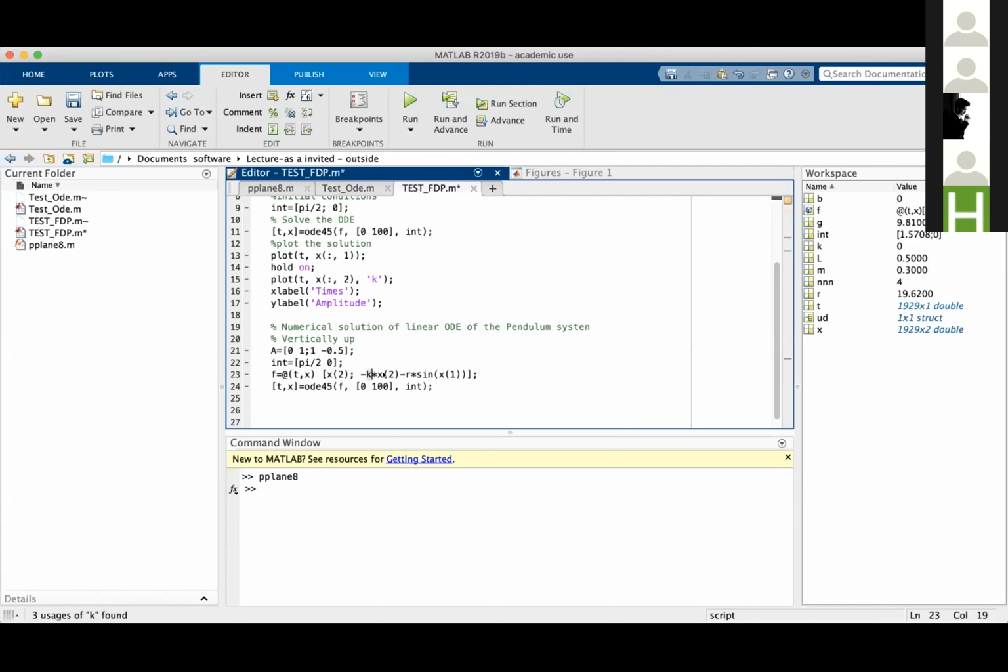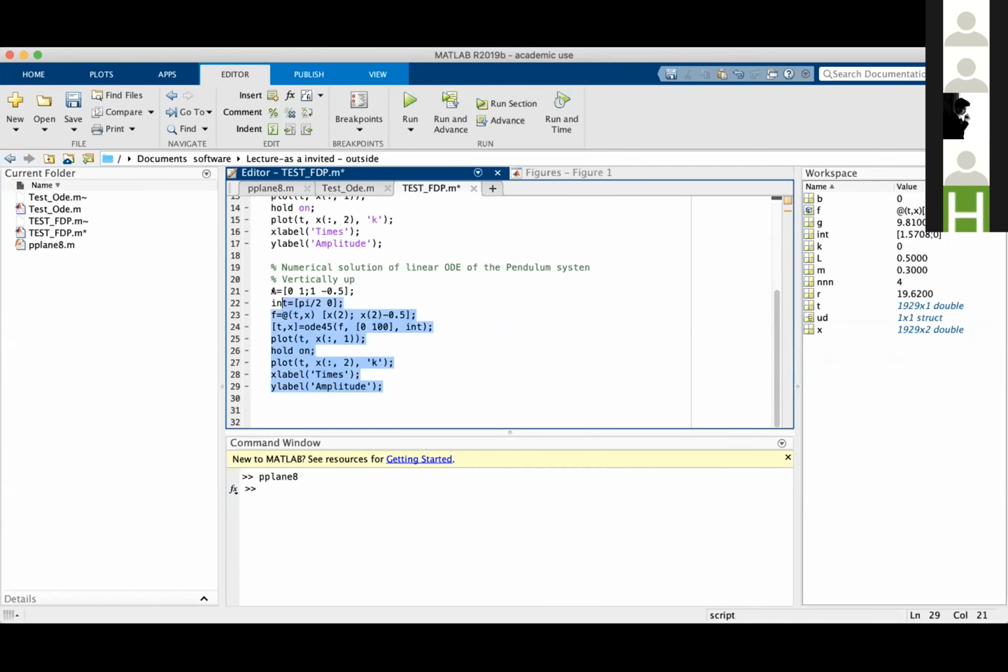Now we have to change it, because we have considered the linear model basically, right? So it will be x2, and you have to consider minus 0.5. Okay, and so I will copy and paste, and I'll see the response.